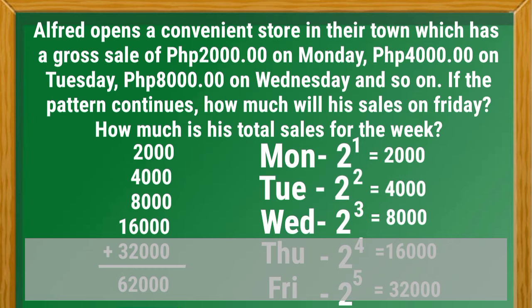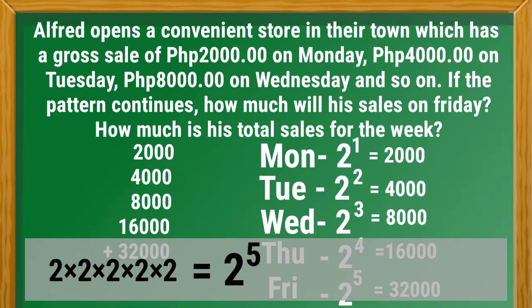This problem shows an exponential notation. And the expression is 2 times 2 times 2 times 2 times 2. We repeatedly multiply 2 five times. And this can also be expressed as 2 to the power of 5, in which 2 here is the base and 5 is the exponent or power.